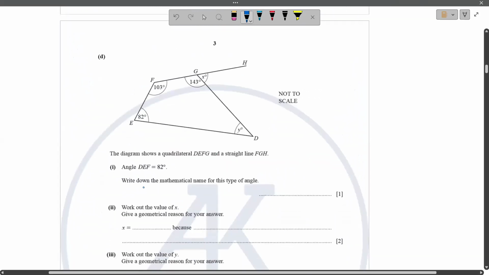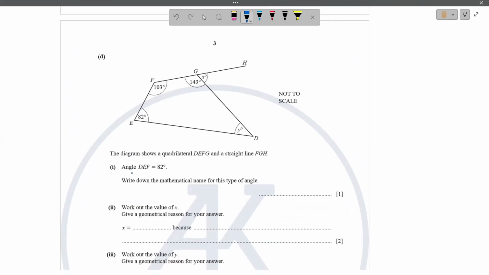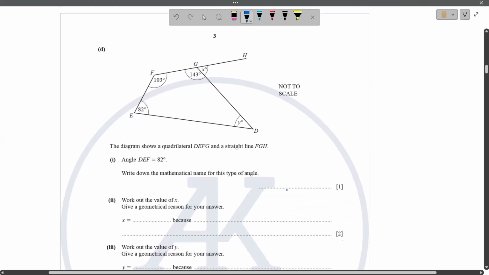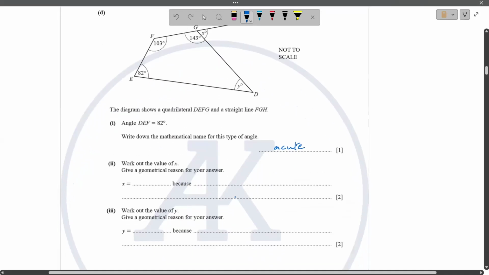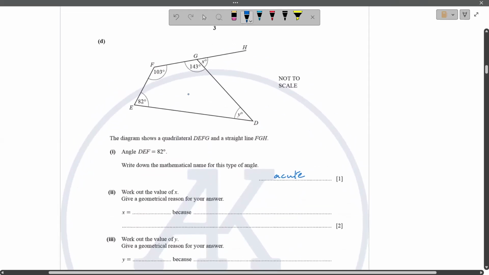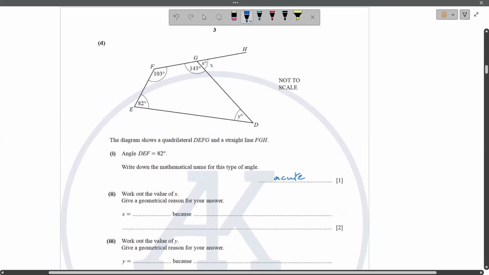The diagram shows a quadrilateral and a straight line FGH. Angle DEF is 82. So first write down the mathematical name of this type of angle. It's acute, less than 90. Work out the value of angle x. It's 180 minus 143, which is equal to 37.